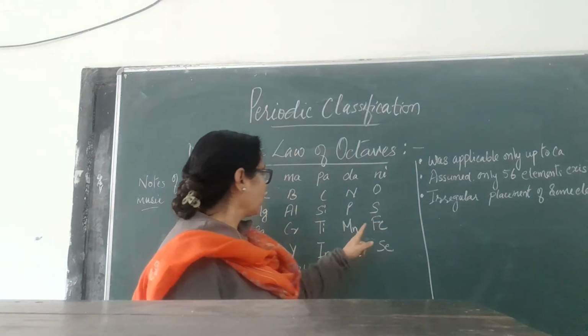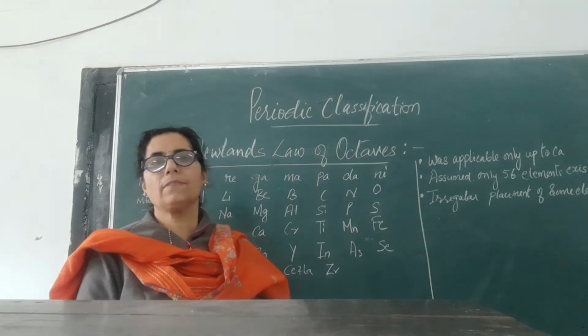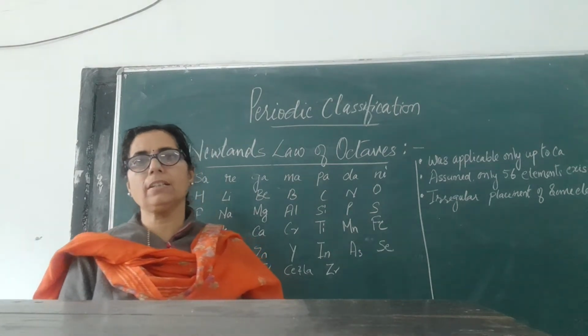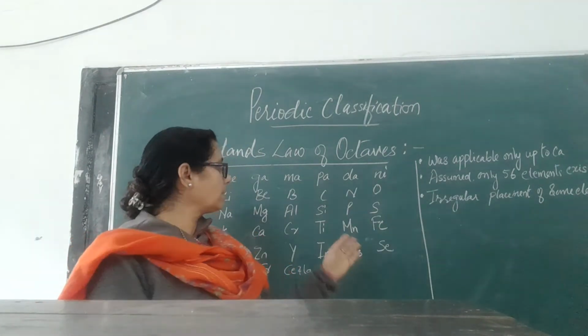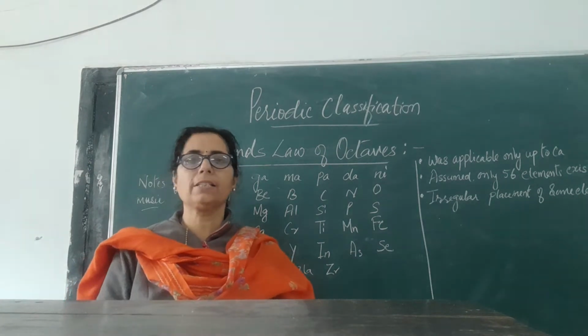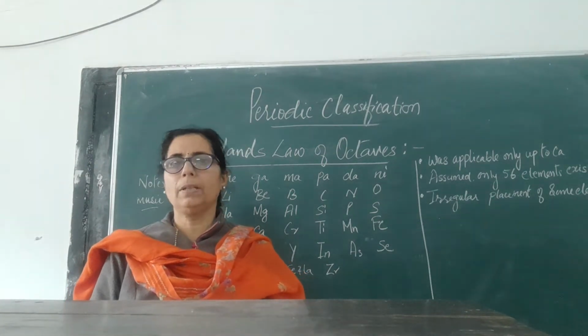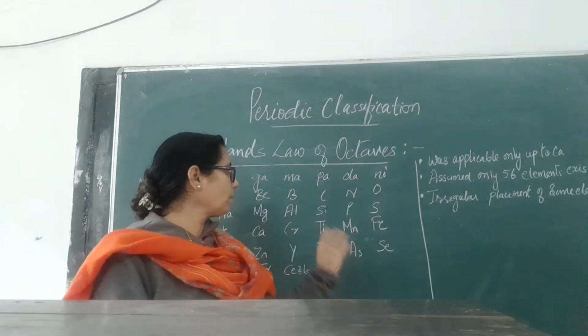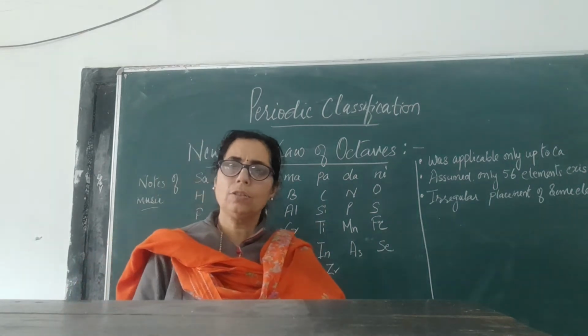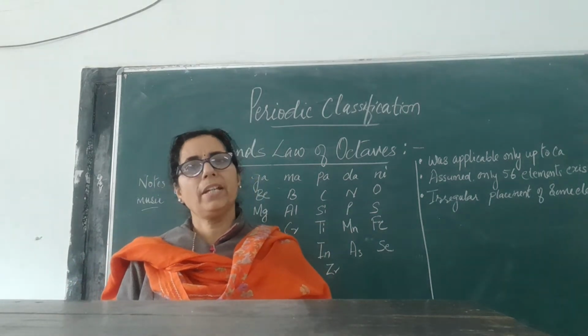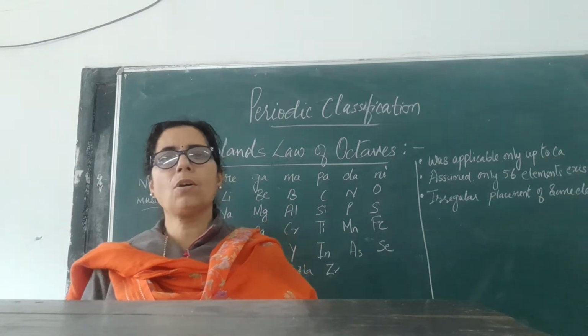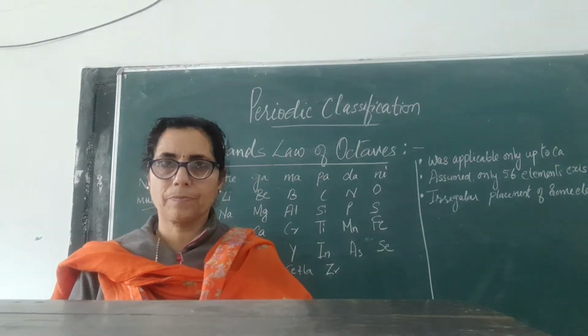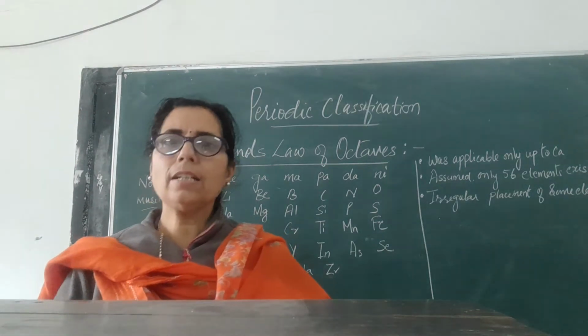And secondly, iron, though it has the same properties as cobalt and nickel, was given a very far place from cobalt and nickel. So the correct position of iron was also not there. So these were the points where Newland's Law of Octaves was a failure. Then another law came forward.